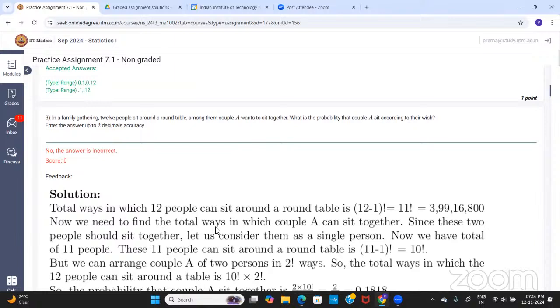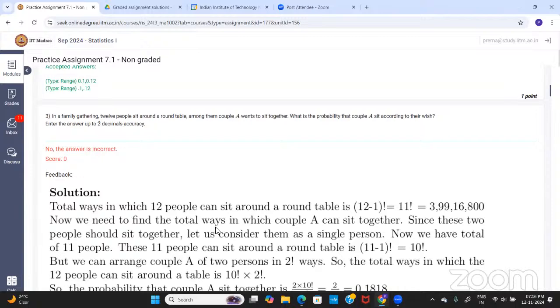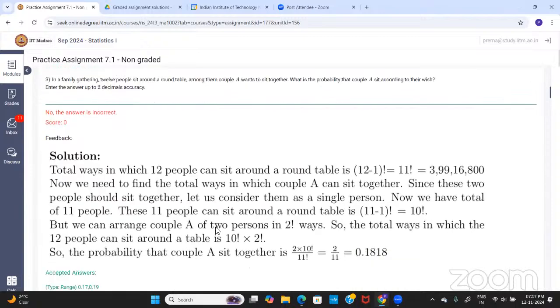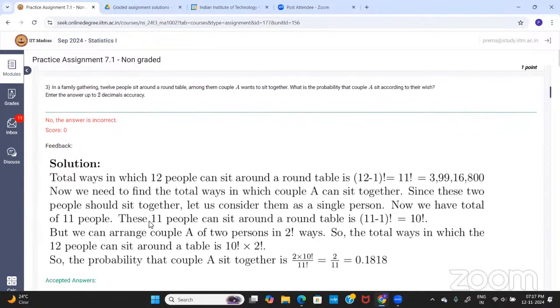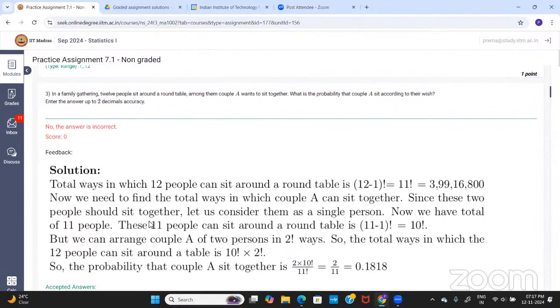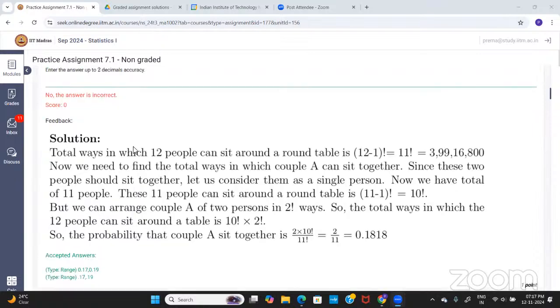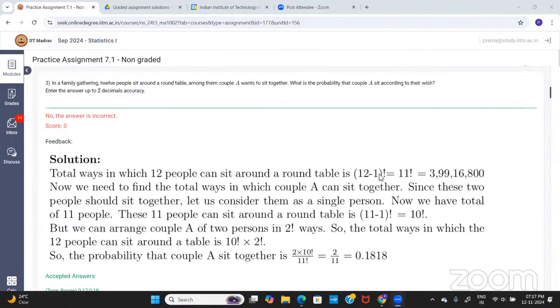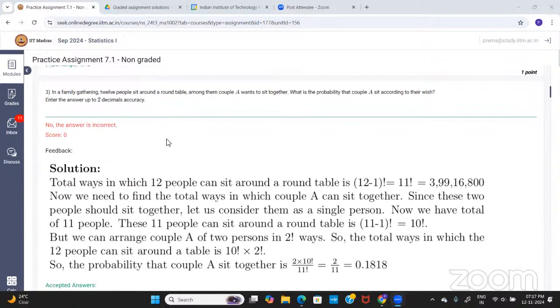Times 10 factorial by 11 factorial. Yes, so here what we have to do is 2 factorial into 10 factorial. Okay, so in total, 12 minus 1, 11 factorial ways, right, to arrange 12 people on a round table.